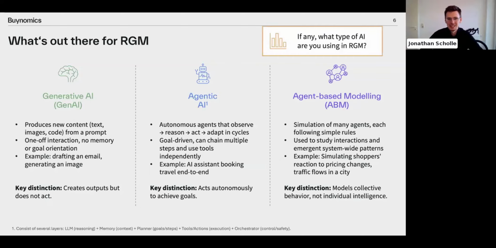Yes, we have another poll. Jonathan. I find it directly. So let me launch this. You're seeing the questions on your screen right now, but for everybody joining by phone again, if any, what type of AI are you using in RGM? And it's a multiple choice answer. So please indicate what AI types that Ingo just explained are you using in your org, in your daily work.